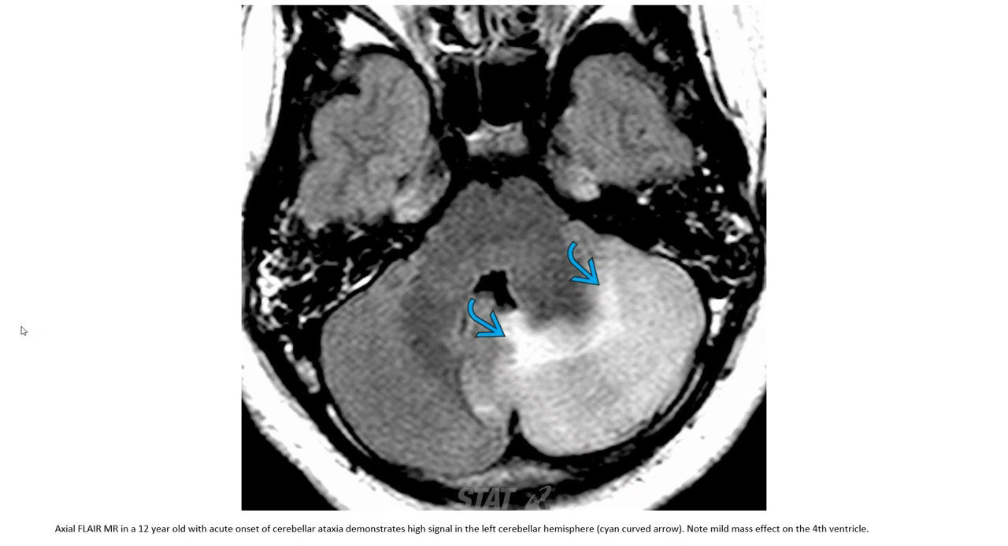The axial FLAIR in a 12-year-old with acute onset of cerebellar ataxia demonstrates high signal in the left cerebellar hemisphere, cyan curved arrow indicated. Note mild mass effect on the fourth ventricle.